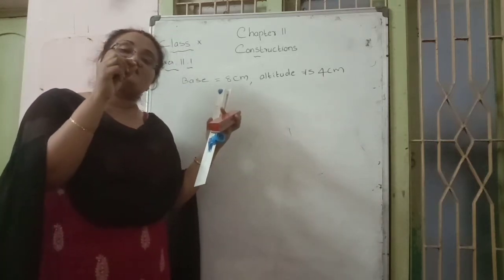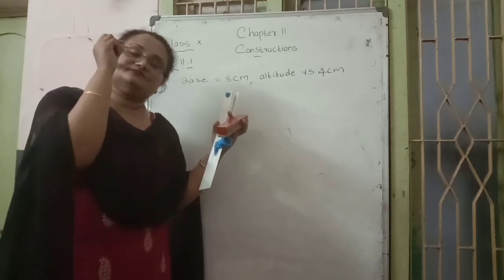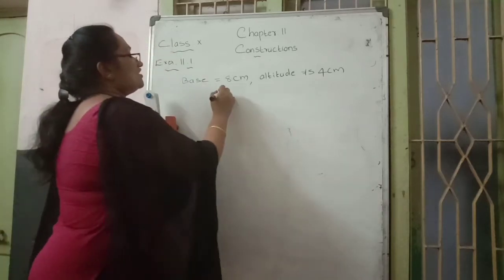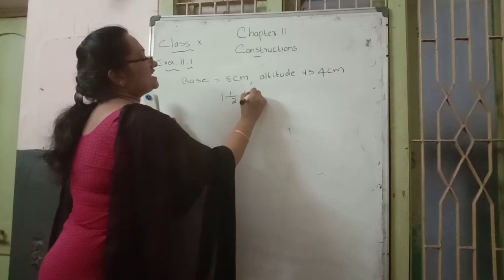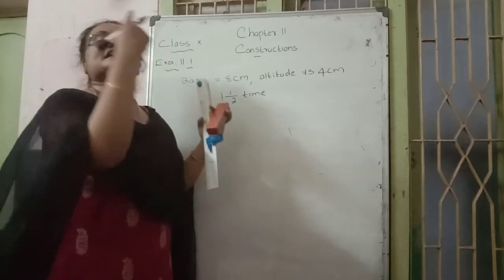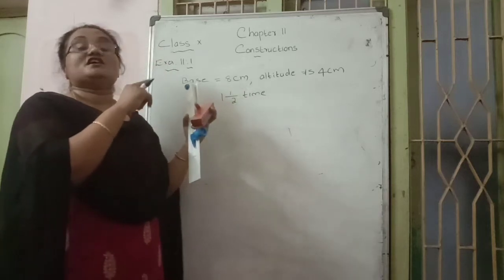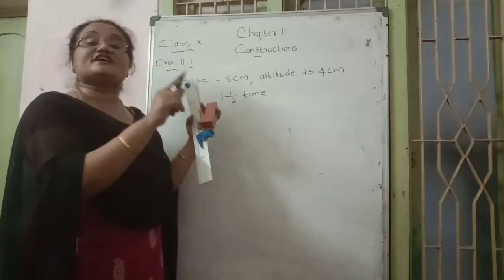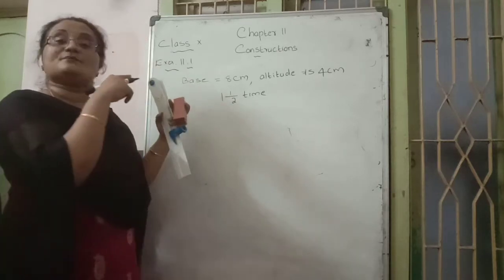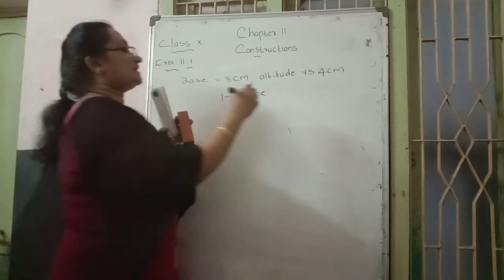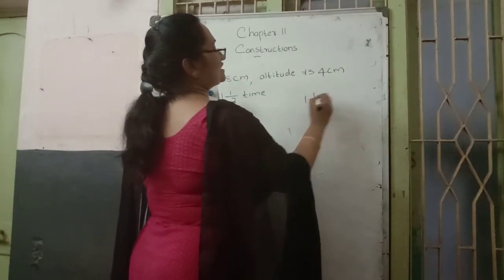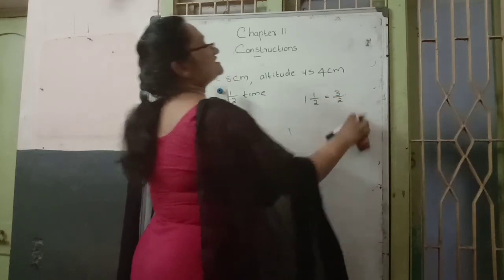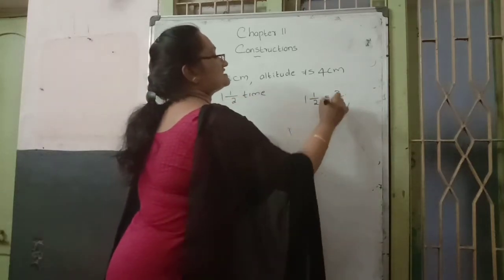There they also gave that the side of the similar triangle is equal to 1.5 times the corresponding side of the other triangle. Other triangle means original triangle. 1.5 times the corresponding side of the original. 1.5 is a mixed fraction. How to convert mixed into improper? Cross multiply and add with the numerator. 2 into 1 is 2, 2 plus 1, 3/2. 3/2 is the scale factor. So we got our scale factor as 3/2.